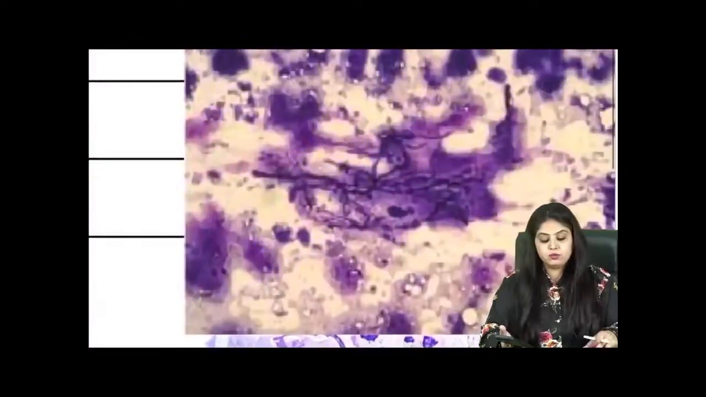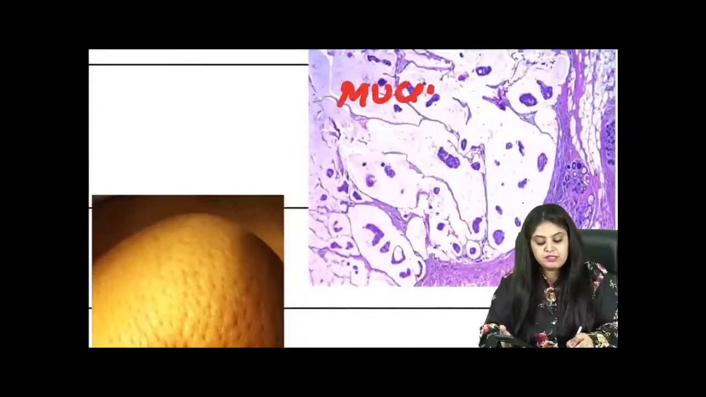Yes. Where is the cancer then? This is the cancer. These small tumor cells. These small clusters, these are tumor cells in pools of mucin. That is how you describe it.